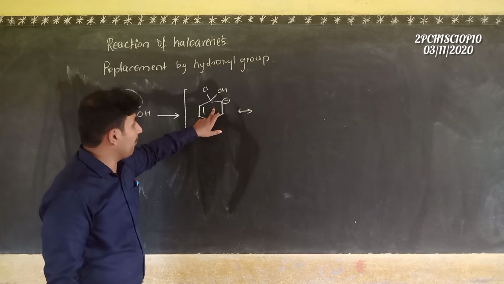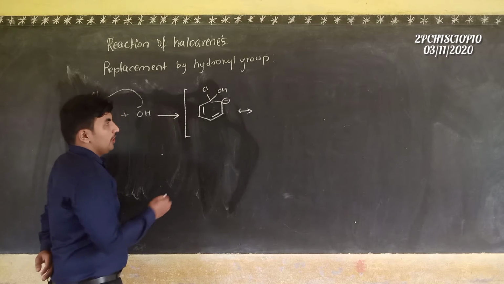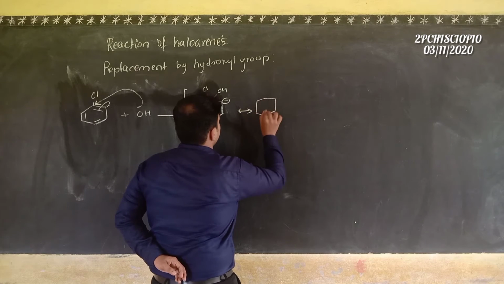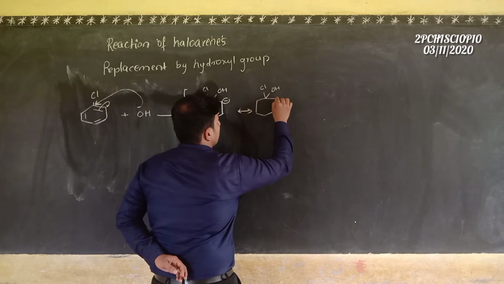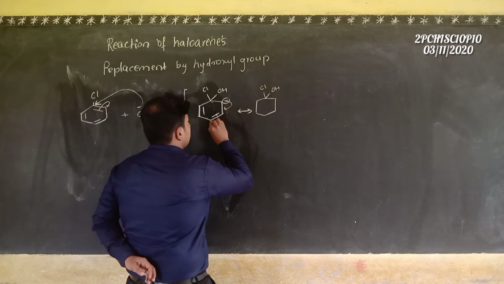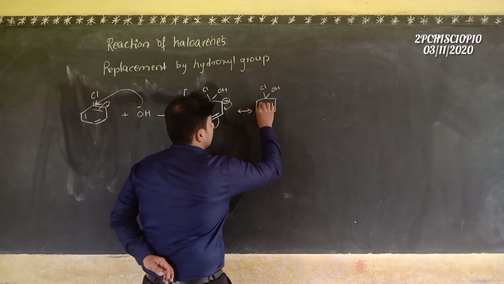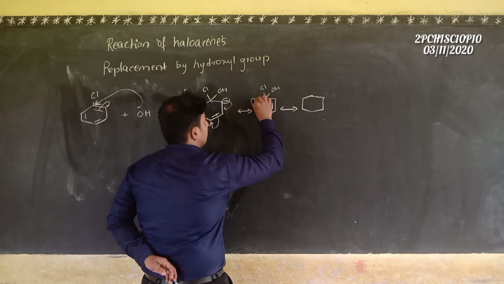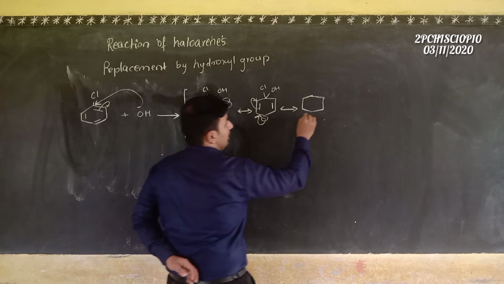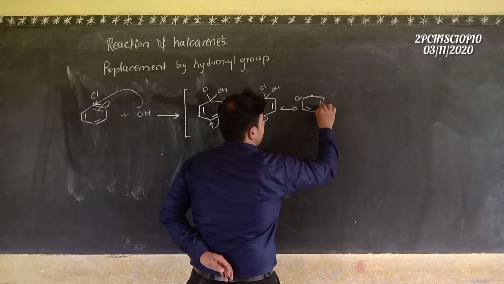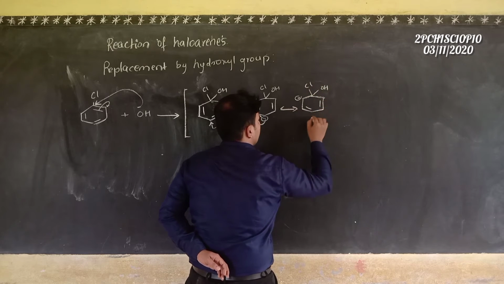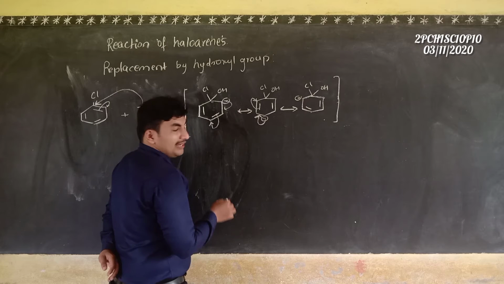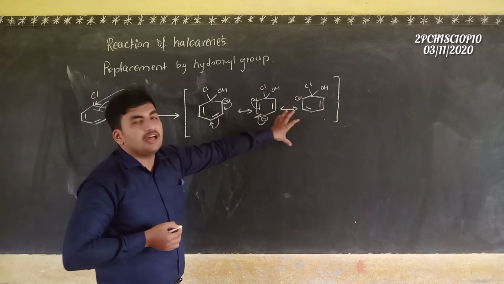This structure has resonance structures. It will resonate throughout the benzene, like this. Cl, OH, this bond shifts here and this bond shifts here, giving the negative charge at the para position. And one more resonance structure, like this: this bond is shifted here and this bond shifts here, with the negative charge, Cl and OH. These are the three resonance structures, so resonance stabilization happens in the ring.